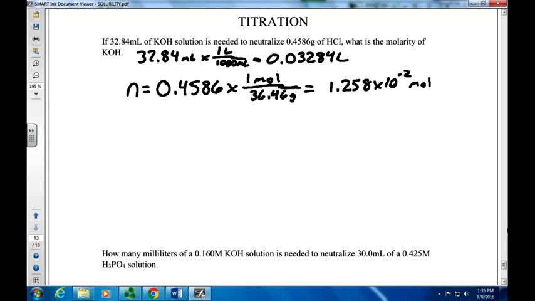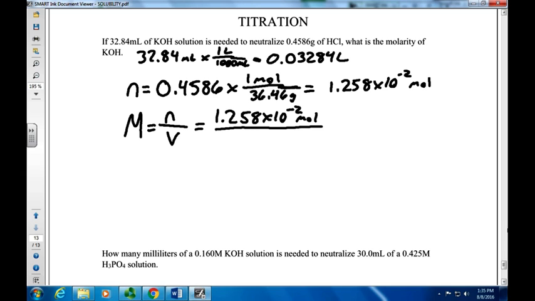From there, we can calculate molarity. Molarity is equal to moles over volume. Volume has to be in liters. So in this case, we have 1.258 times 10 to the minus 2 moles divided by 0.03284 liters.